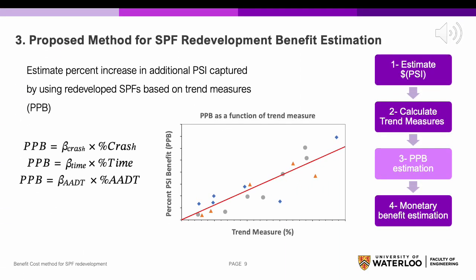After calculating the trend measures, we can estimate percentage PSI benefit, or PPB, using the linear models developed in our paper. PPB is defined as the percentage of added PSI that we were looking for in the first place. Each trend measure provides a separate estimate for PPB, and our results suggested that the average of all these 3 estimations provides the best outcome. Note that the slope for each trend measure can be estimated based on local data following the procedures introduced in the paper.